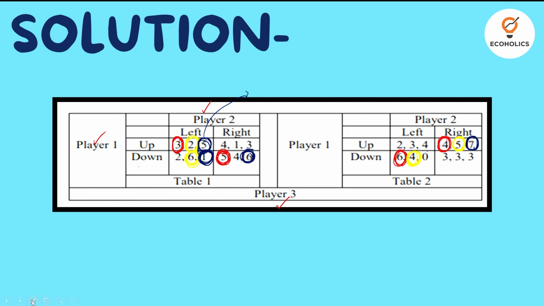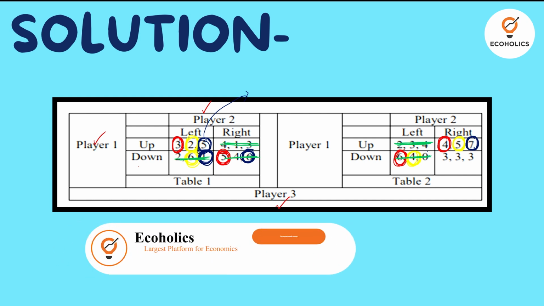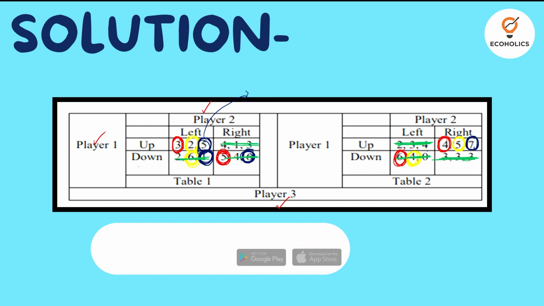So here if you look at it, here none of them have optimal strategies. Here player 1 does not. Here player 2 does not have the optimal strategy. Here none of them have the optimal strategy. Here player 3 does not have. Here none of them. So the remaining points are where all three of them have the optimal strategies.